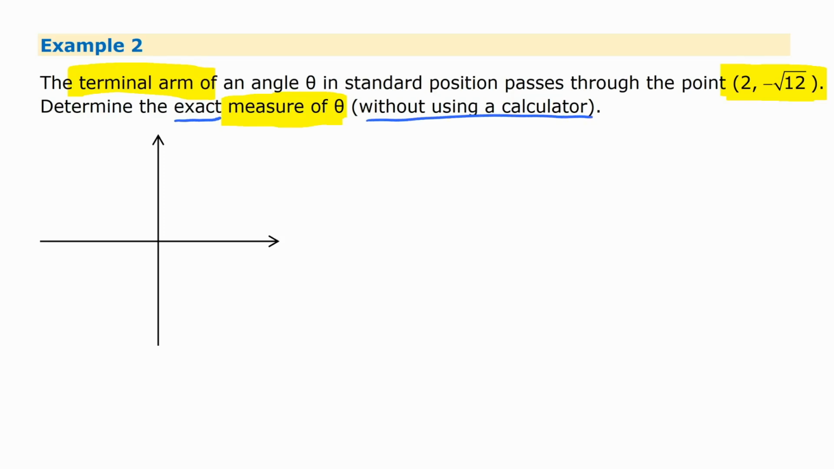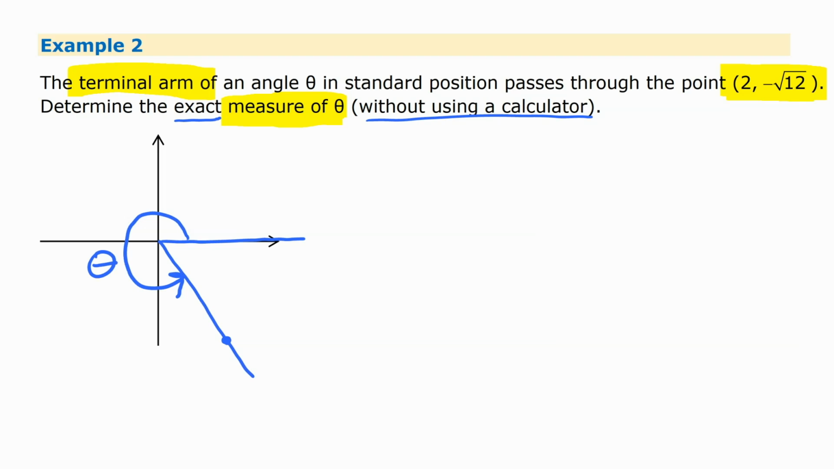That means that what we can expect is we're going to be able to come up with the reference angle using some other means, like a special triangle. So as a start, let's of course make a diagram here. 2, -√12, we'll just put it down here somewhere, and then we'll draw the terminal arm, draw the initial arm. Again, that's our angle theta in quadrant 4.